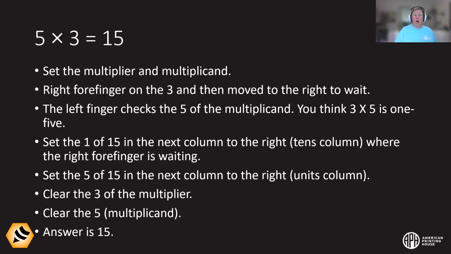We're going to set the 1 of that 15 in the column to the right of the multiplier, which is where our right forefinger is waiting. And then set the 5 in the next column to the right because we've moved our right forefinger over. Then we're going to clear the multiplier and clear the multiplicand, and we'll get our answer. Let's try this one together.